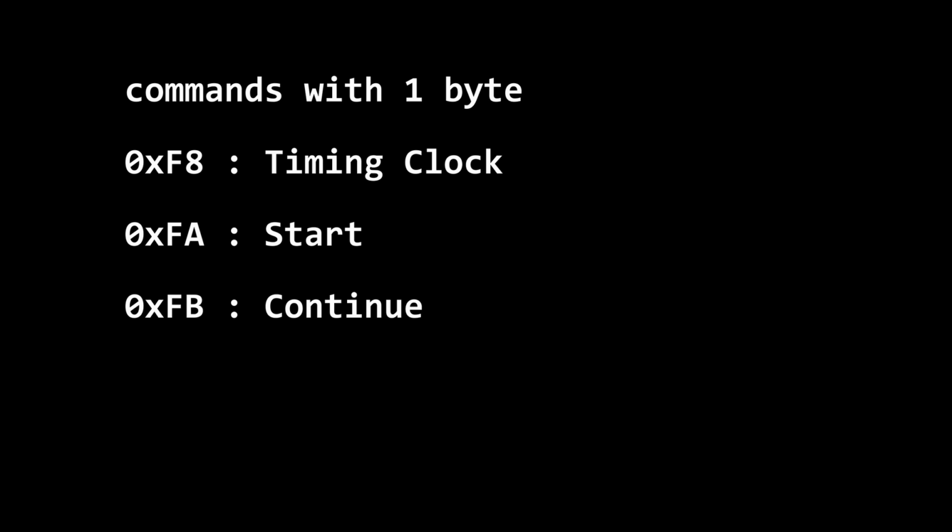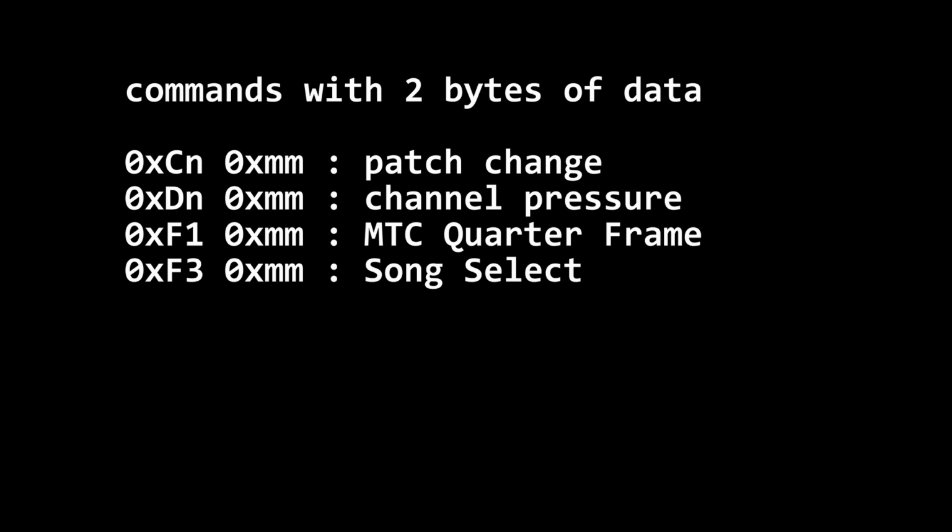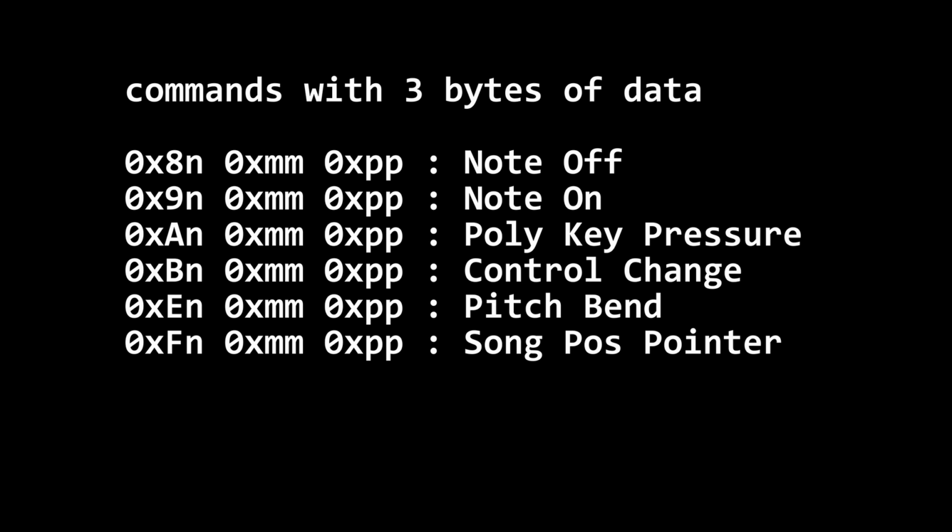The 1-byte commands are these. The 2-byte commands like change program, which really means change the instrument of a channel, or control pressure and such, are these X codes. The 3-byte commands, which include note on and note off, which decide which musical notes are played, look like this.